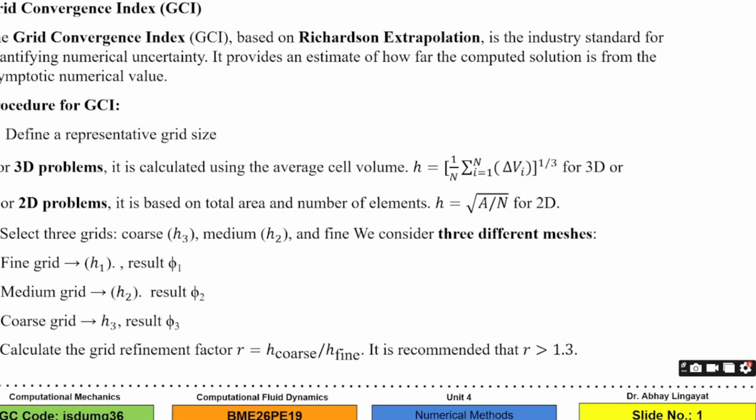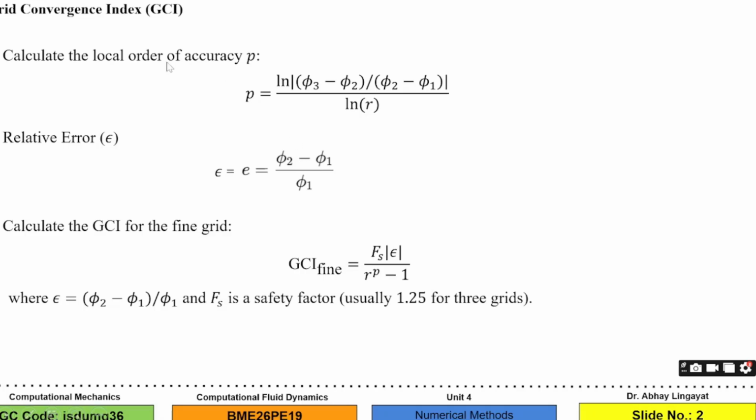The next term is the grid refinement ratio R. This term helps us understand how much the mesh is refined between the grids. The proper value of R greater than 1.3, as we discussed, ensures that the comparison between the grids is meaningful and not too small. The next term we use is the order of accuracy P. This indicates the rate at which the solution converges. It shows how quickly the error reduces when the mesh is refined. A higher P means better numerical performance of the method.